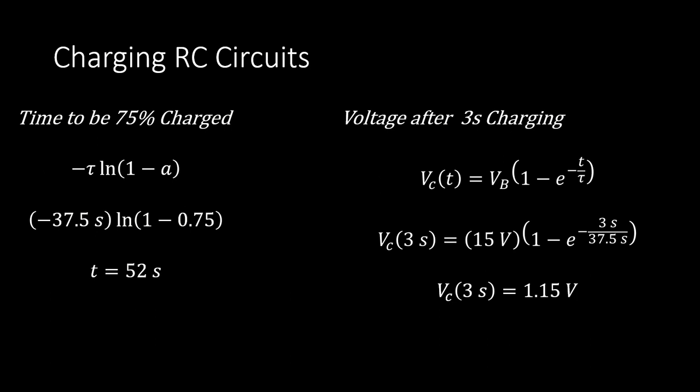Now then, the next part. What if we were asked to charge our capacitor to 75%? Well, we would use the formula negative t natural log of 1 minus a, plug in our time constant times negative 1, so that would be negative 37.5 seconds, times it by the natural log of 1 minus our percentage in decimal form, and that gives us 52 seconds. Or if our equivalent capacitor can store it, it will take 52 seconds to reach 75% of the battery supply's voltage difference.